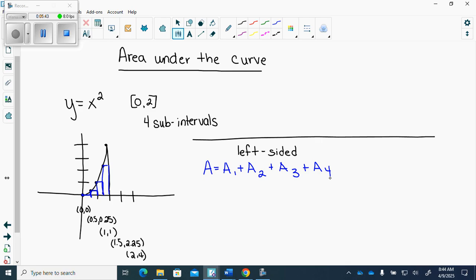Okay? So each of these is a rectangle. Each of these has a width of what? 0.5. Now, they say change in x if you want to figure it out. You do b minus a divided by n. B is this. A is this. N is that. Okay? So it would be 2 minus 0 divided by 4, which is 0.5.